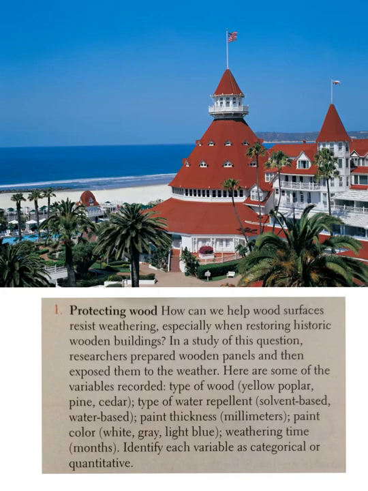Hey, here's question number 1. We're talking about categorical and quantitative variables. Now, this question deals with protecting wood buildings. This right here is the Hotel del Coronado. It is a wooden building right next to the ocean, incredibly hard to keep up on.